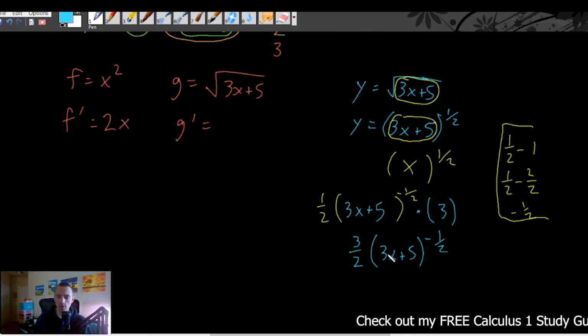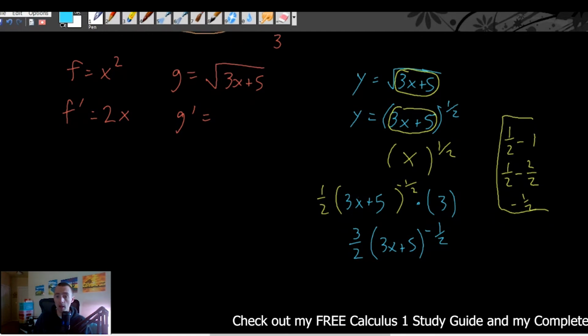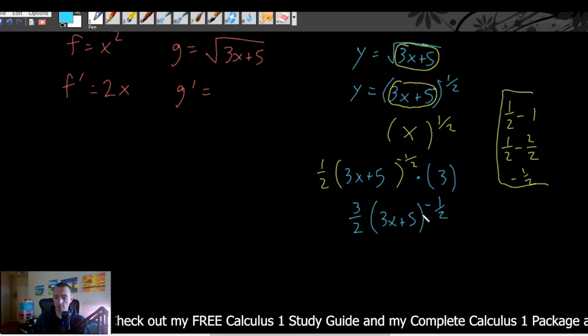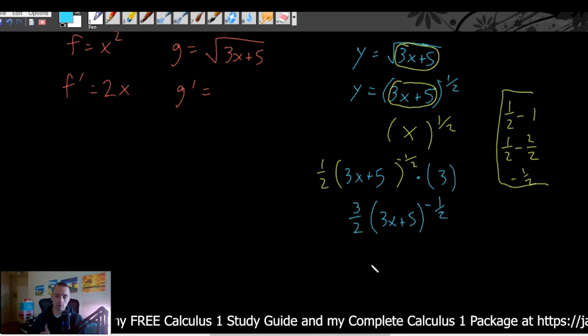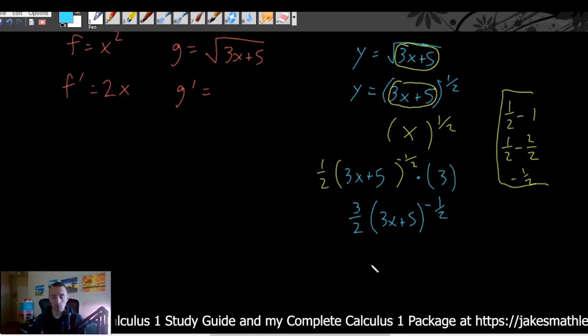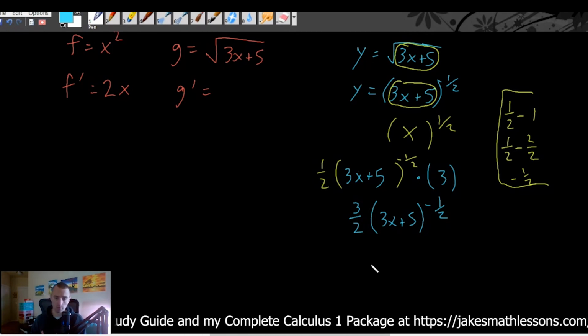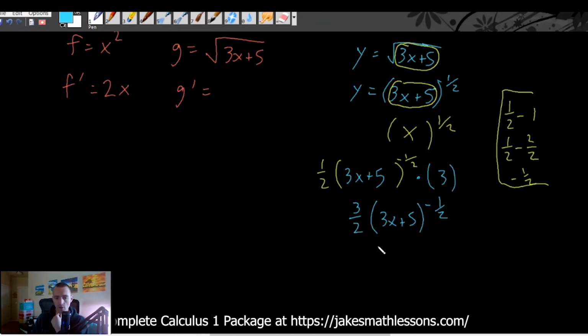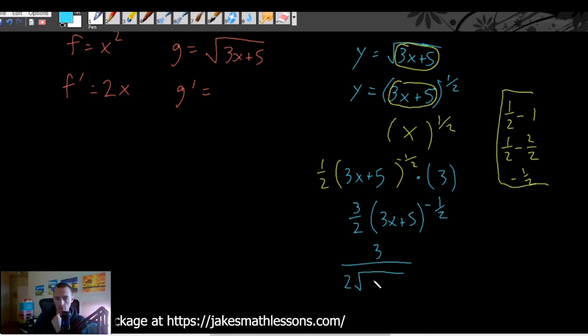If we wanted to, we could then change this 3x plus 5 to the negative 1/2 back into a square root. And since it's a negative 1/2 power, not only is it going to change to a square root, because 1/2 power is the same as square root, it's going to be moved to the denominator. So this is actually the same as 3 over 2 times the square root of 3x plus 5. We could definitely change it back, or we could leave it as this. Either way is going to be fine.